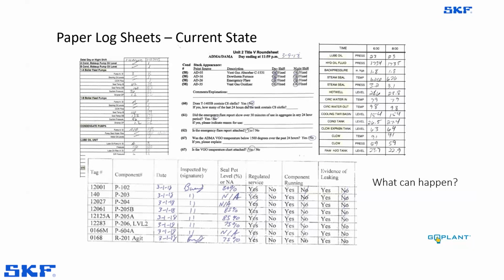So, talking about current state, if you're currently using paper log sheets, this is probably what you're looking at. It looks a little busy, looks a little messy. So, what can happen when you're using paper data like this? Someone could read something wrong, someone could input something incorrectly. It creates a lot of uncertainty when it comes to doing the rounds, and that could cause issues later on, especially when you're dealing with critical assets on your plant.